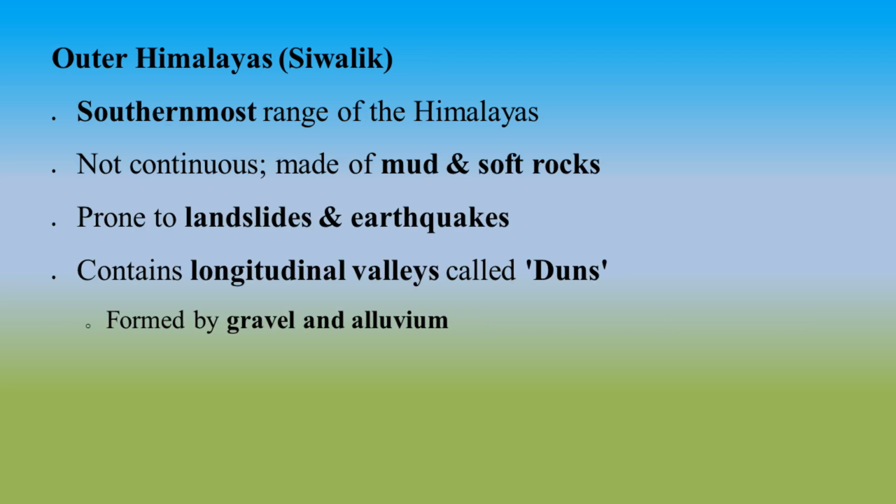Outer Himalayas or Shivalik. The Shivalik is the southernmost and lowest of the Himalayan ranges. It is not as continuous or consolidated as the other two. Unlike the hard rocks of Himadri and Himachal, the Shivalik is made of soft rocks and sediments, making it prone to landslides and earthquakes. In between the Shivalik and the Middle Himalayas are broad valleys called duns, which are composed of gravel and alluvial soils. These are fertile and agriculturally productive.